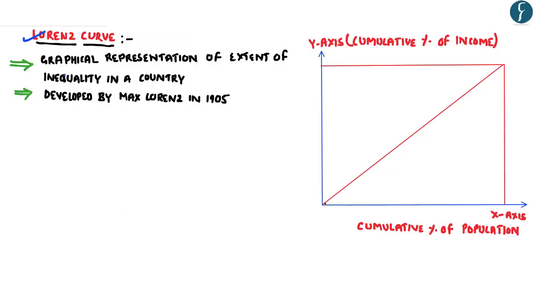So, as part of this video analysis, we will understand the concepts of the Lorenz curve and Gini-Coefficient. The Lorenz curve is a graphical representation of the extent of inequality in a country, and this was developed by Max Lorenz in the year 1905. In this graphical representation, the cumulative percentage of population in the country is plotted against the x-axis, and the cumulative percentage of income is plotted along the y-axis.